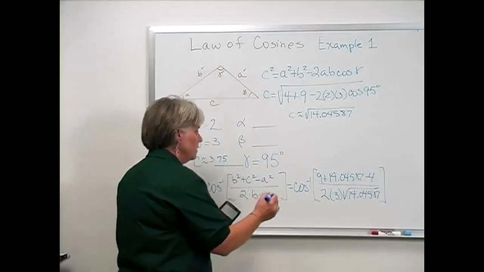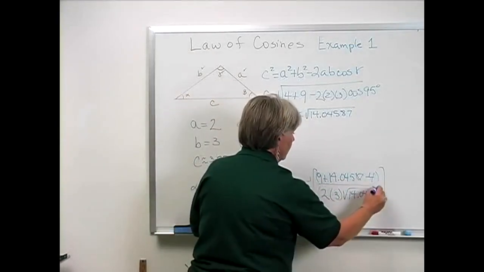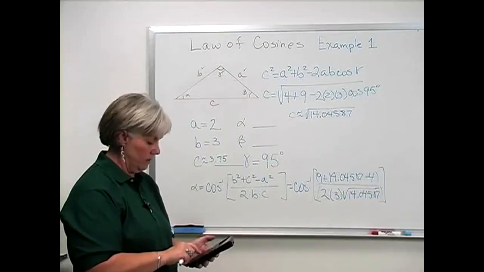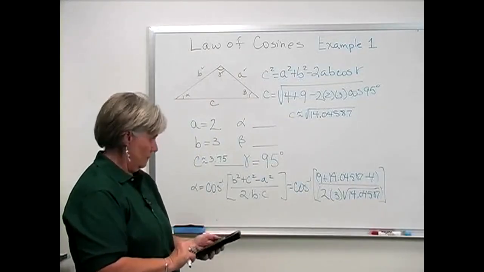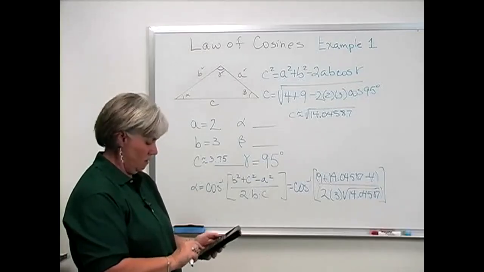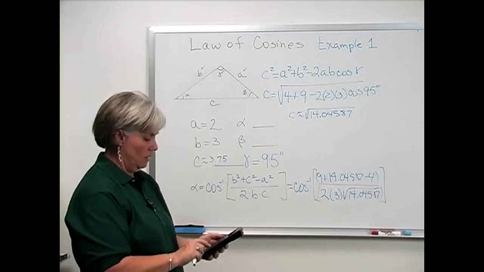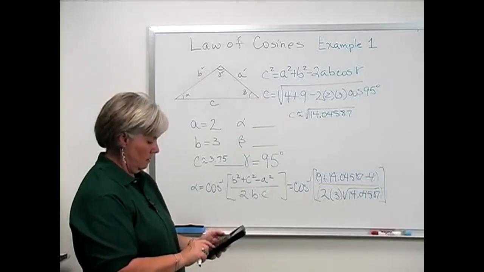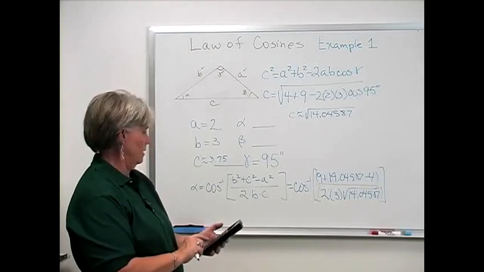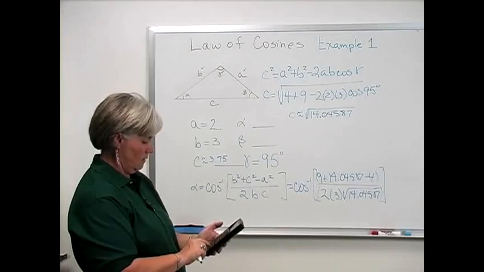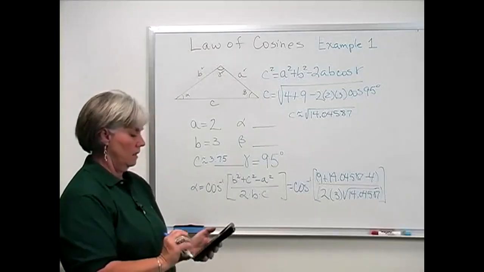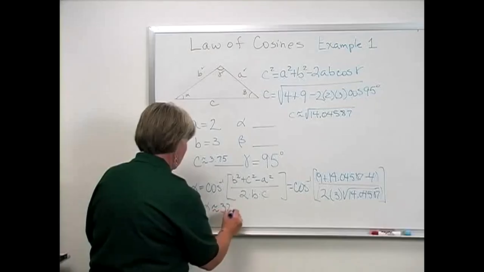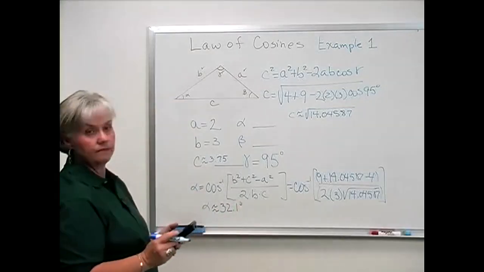All right, be careful when you put this in your calculator. You're going to have parentheses around your numerator and your denominator, and so this is going to take a lot of entering. So let's just do it. We'll just be real careful when we enter it. So it's going to be 14.04587 minus 4. All right, and that's 14.0487. All right, so we get alpha is approximately 32.1 degrees.